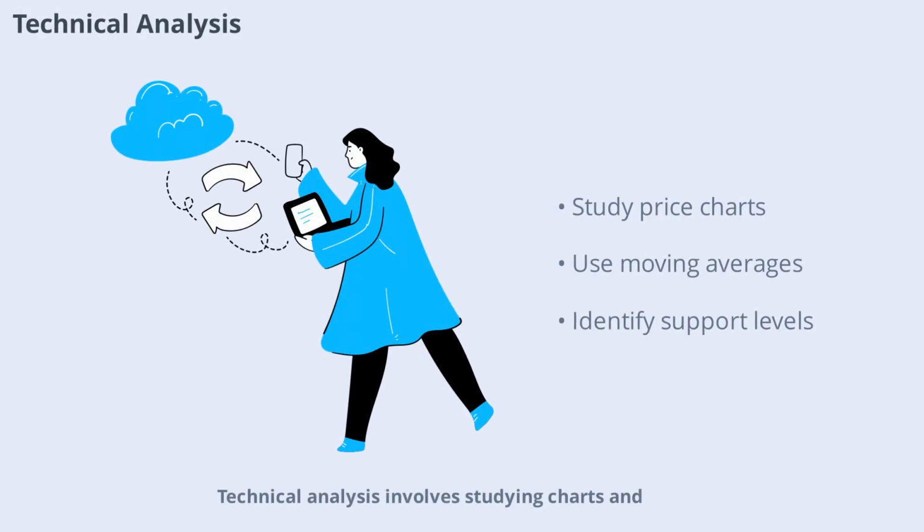Technical analysis involves studying charts and patterns to predict future market movements. By examining price history, volume, and other indicators, investors can identify trends and make informed decisions. Tools like moving averages, support and resistance levels, and momentum indicators are commonly used in technical analysis. While not foolproof, this approach can provide valuable insights, especially when combined with other forms of analysis.